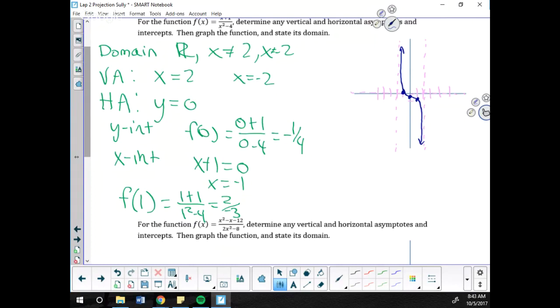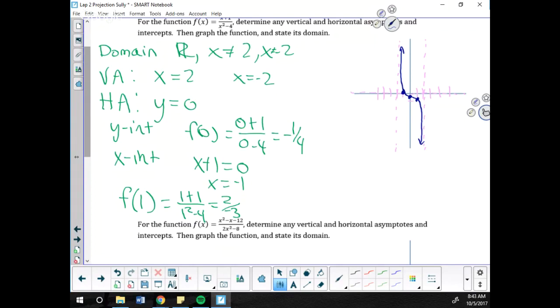Yeah? How does it get through the horizontal asymptote? Horizontal asymptotes can be crossed as long as you're close in the middle, but as you go out towards infinity, they won't be crossed. And that's the definition of it. As we go out towards infinity, it's heading toward the value. But when you're close in the middle, it can. I know it's weird.